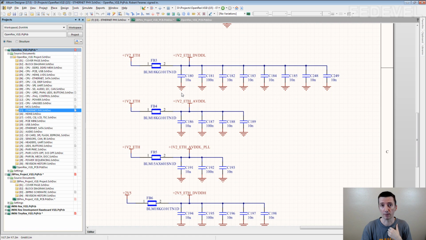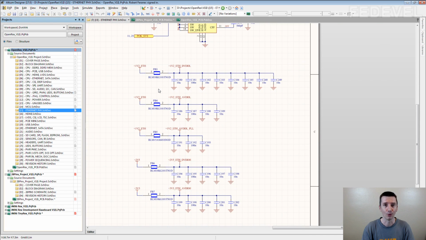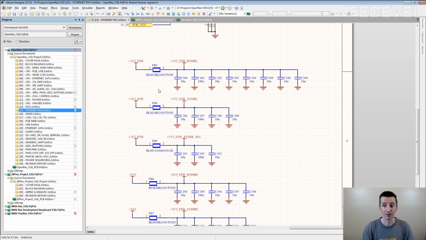I personally use it a couple of times to disconnect the circuit and measure the currents. And I always use it to filter powers, because as I said, you will find it in many, many, many design guides.